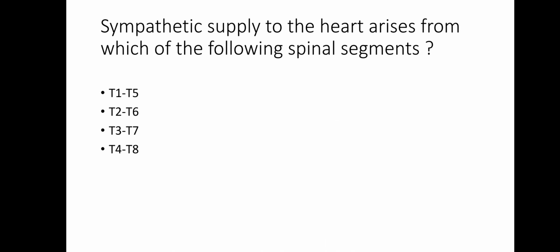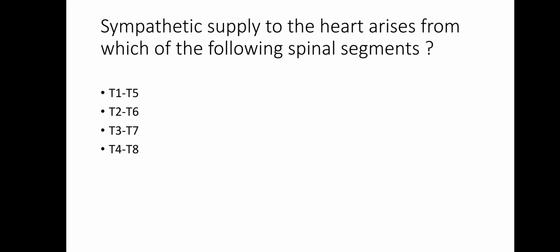Let's move on to today's question. Sympathetic supply to the heart arises from which of the following spinal segments? The options are T1 to T5, T2 to T6, T3 to T7, and T4 to T8. These are the options given.